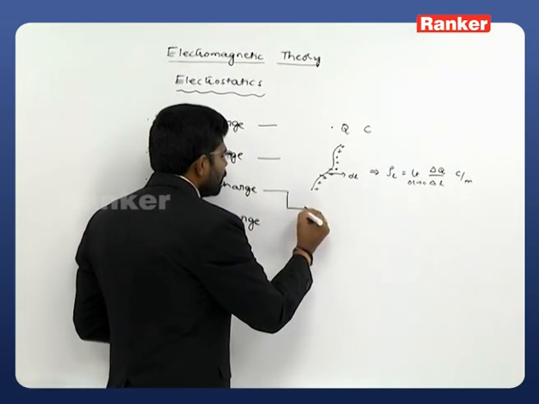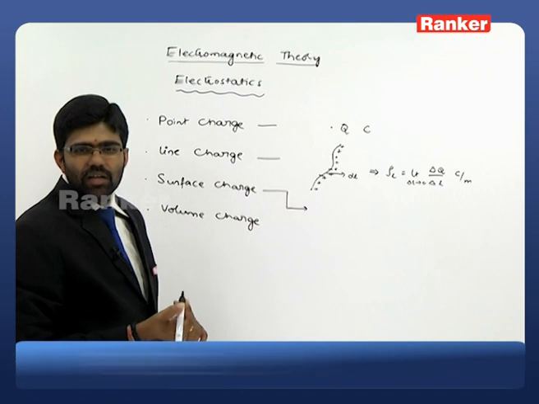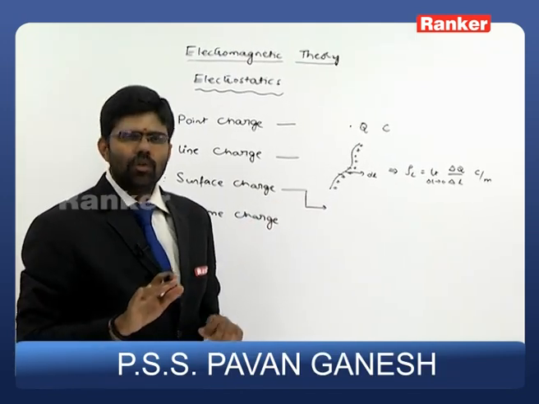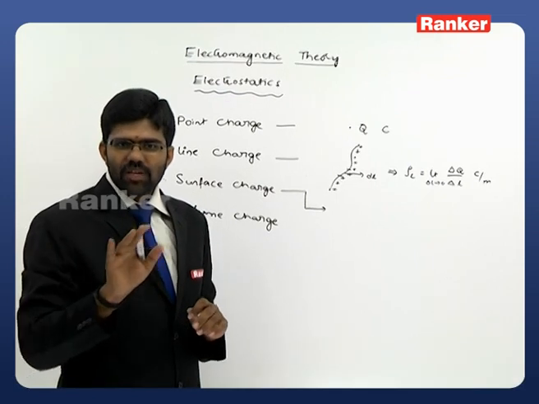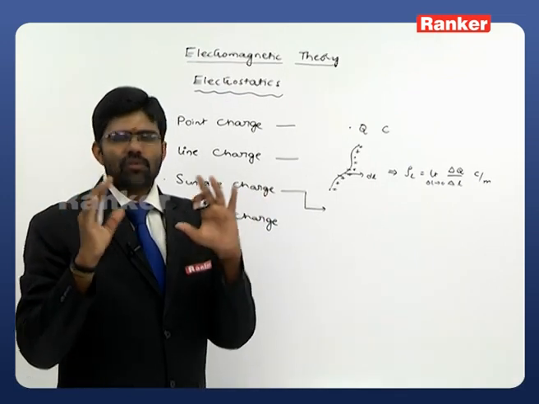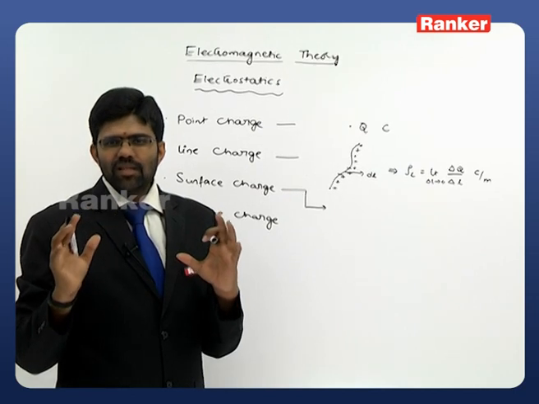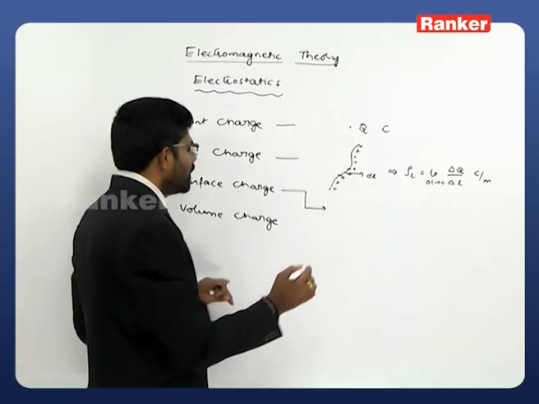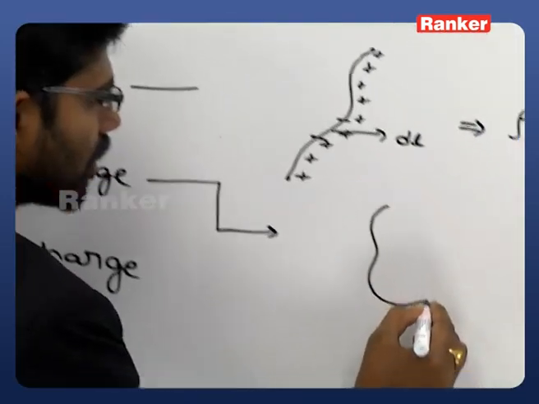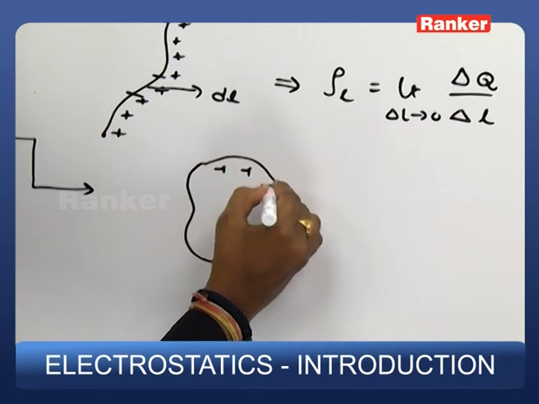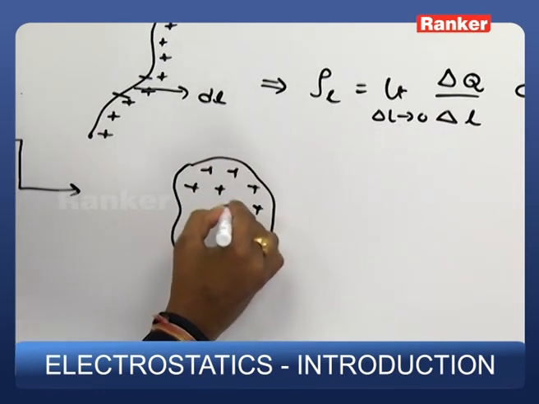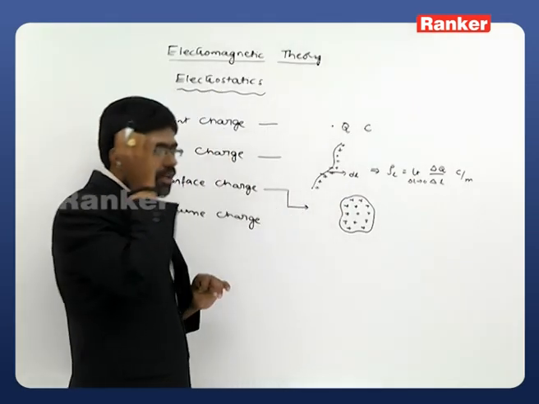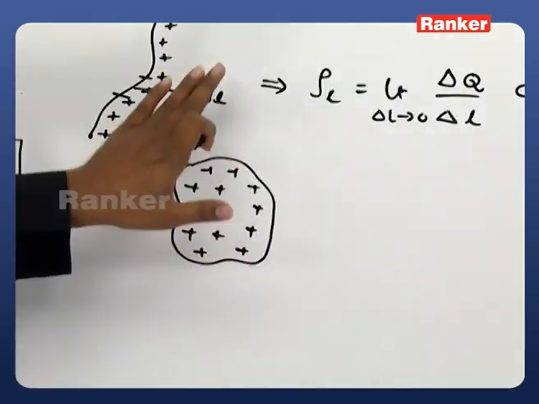If you are taking surface charge, once again the name itself indicates the charge which is uniformly distributed on a surface. Whatever it may be, the surface may be an open surface or a closed surface. We are considering that particular charge on a surface. We need to represent the uniform distribution of the charge on a surface like this. Here also I am considering the positive charge.